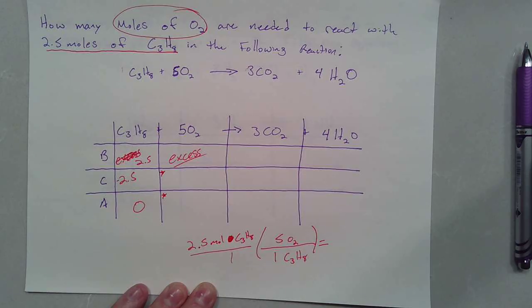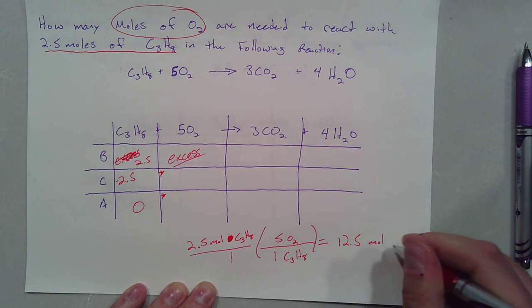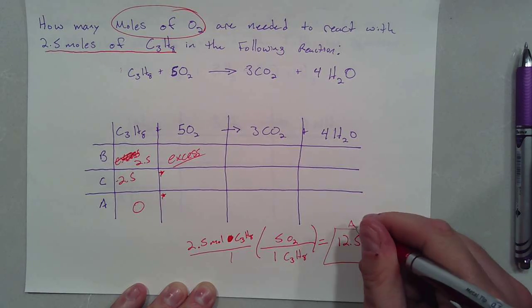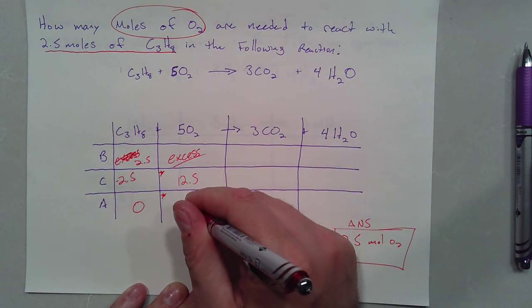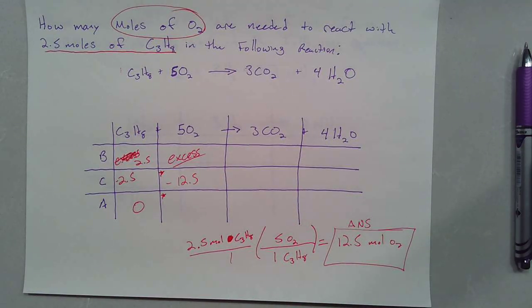So I prefer to not do math in my head, so I'm going to toss this into my calculator, which is off screen. 2.5 times 5, which equals 12.5 moles of O2, which would be my answer. So that would be the 12.5 there. Be subtracting that out because it would be used up during that reaction.